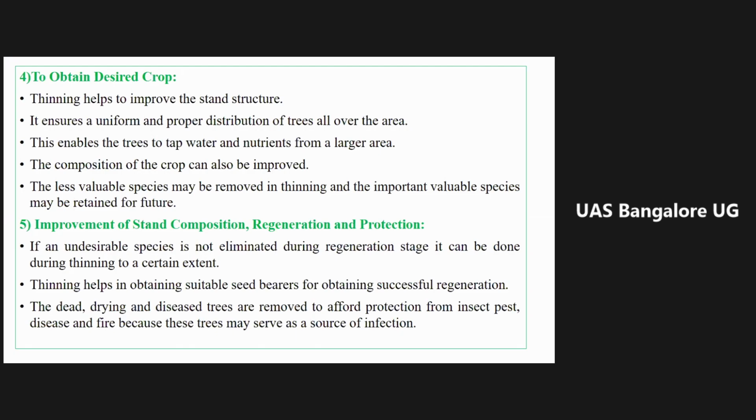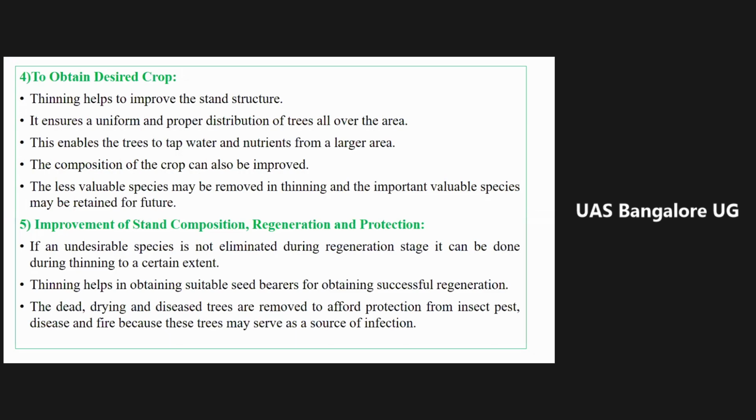Then also, the less valuable species may be removed from the stand in the thinning process, and the important valuable species may be retained in the stand for future use. So the next objective is the improvement of stand composition, or maybe the regeneration of the tree, or the protection.